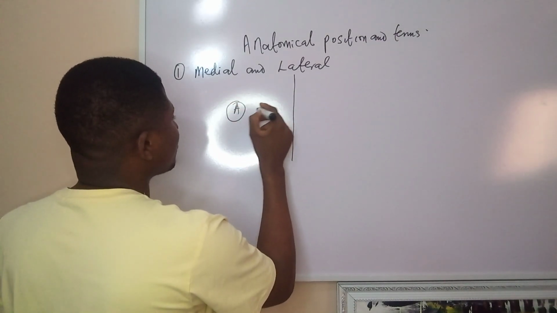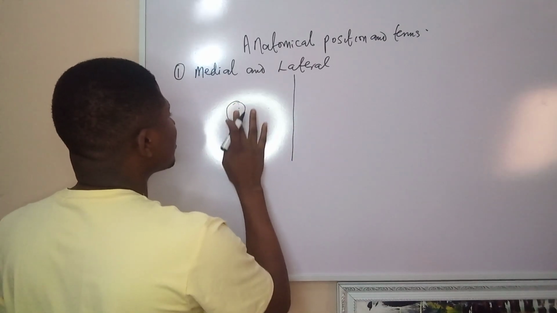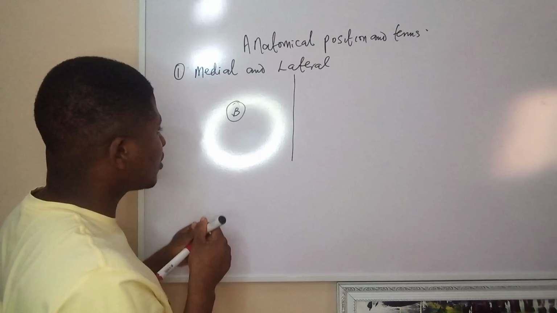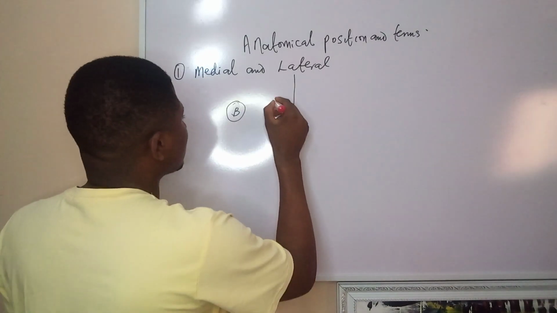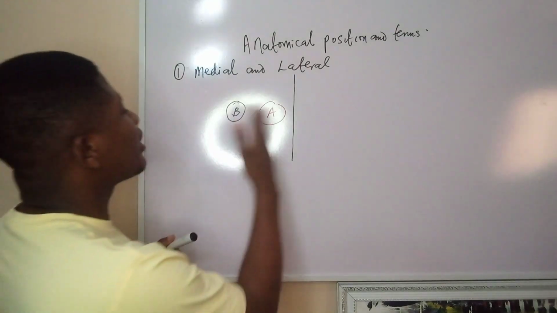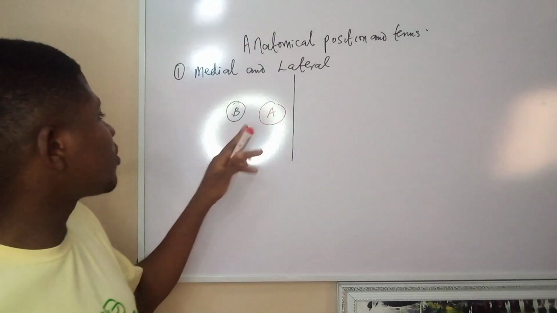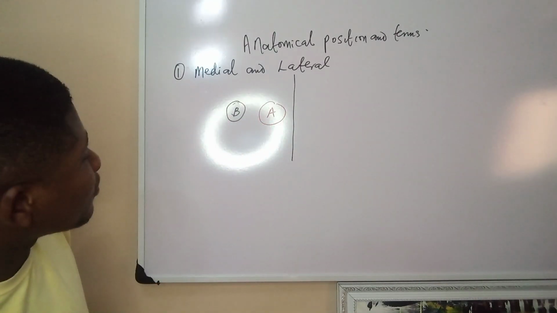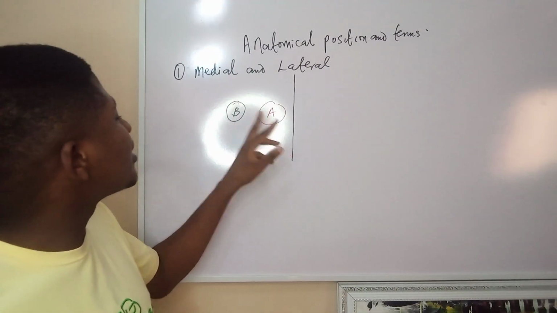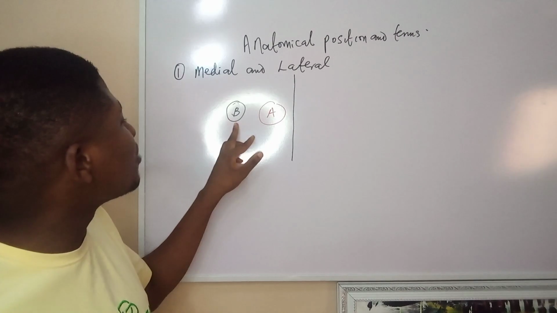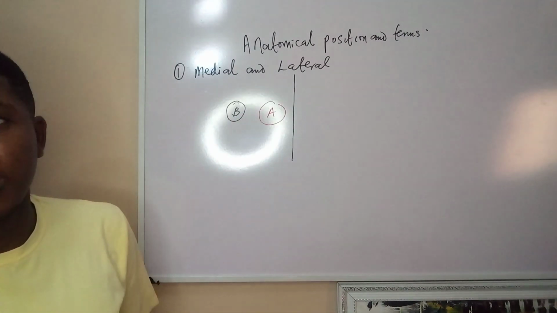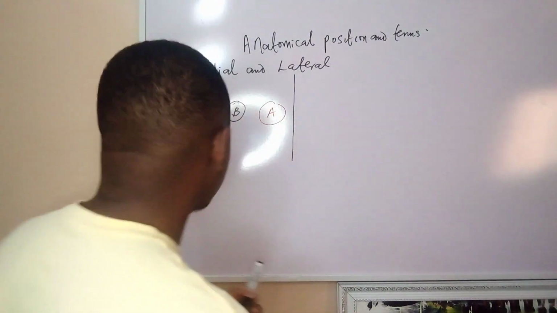This is point B, sorry, and this is point A. So this one that is closer to the midline is medial, while this one that is further away from the midline is lateral. So in anatomy, I will say that A is medial to B, while B is lateral to A. I believe it's simple.